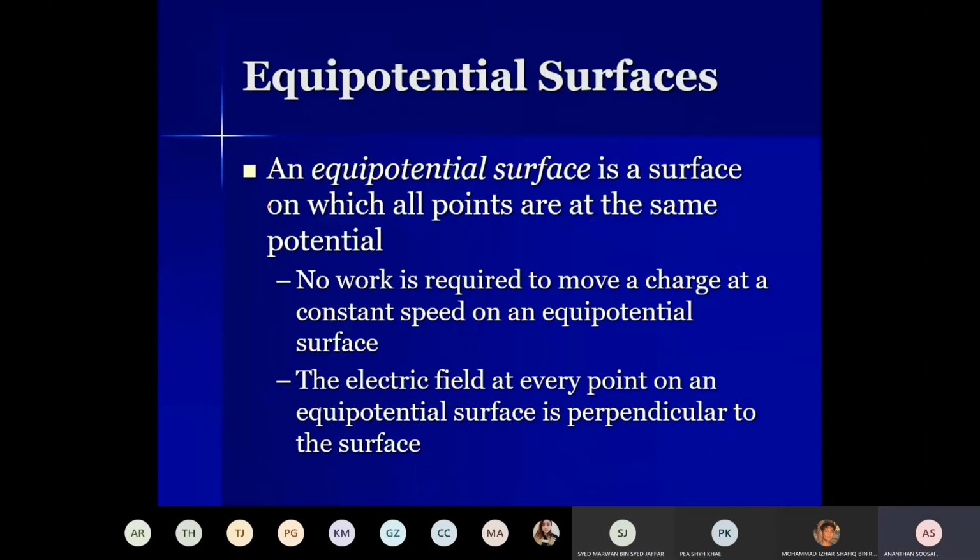As I said, an equipotential surface is a surface on which all points are at the same potential. No work is required to move a charge at a constant speed on an equipotential surface. The electric field at every point on the equipotential surface is perpendicular to the surface. The electric field and the equipotential are always perpendicular to each other. So the keyword is no work is done to make it move with a constant speed. Okay, so we are almost done with this topic. This is the fact of the topic.